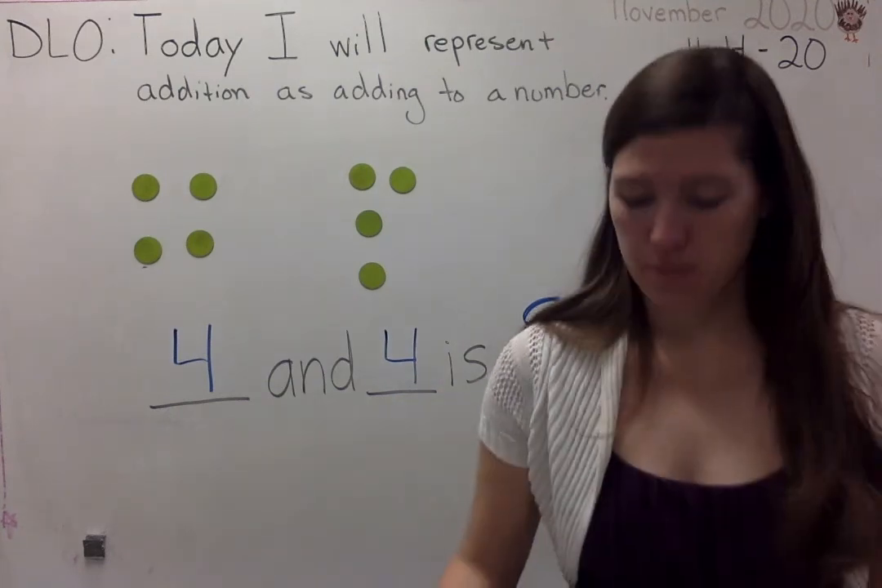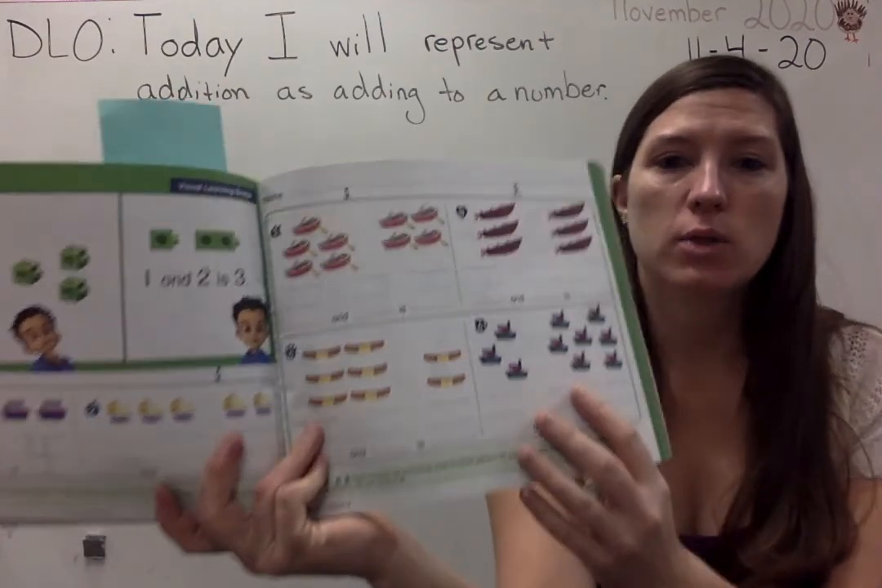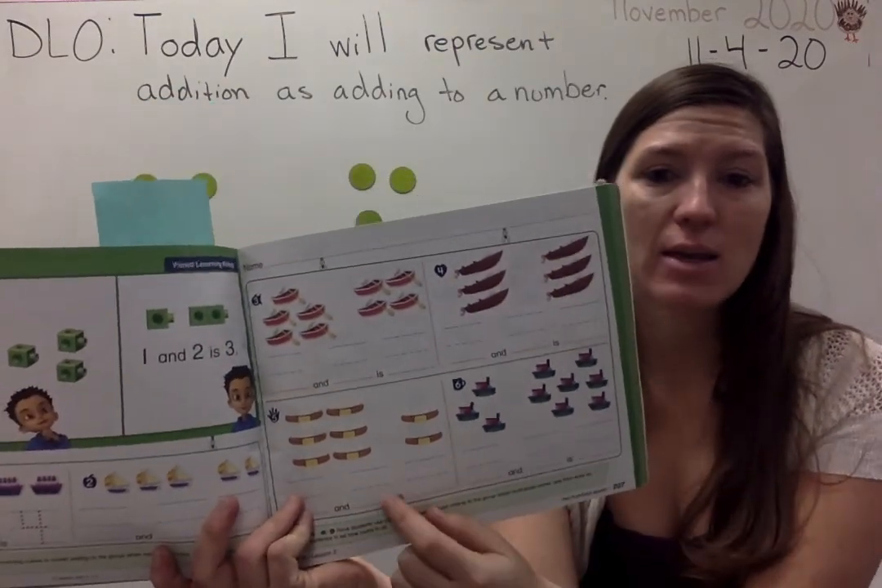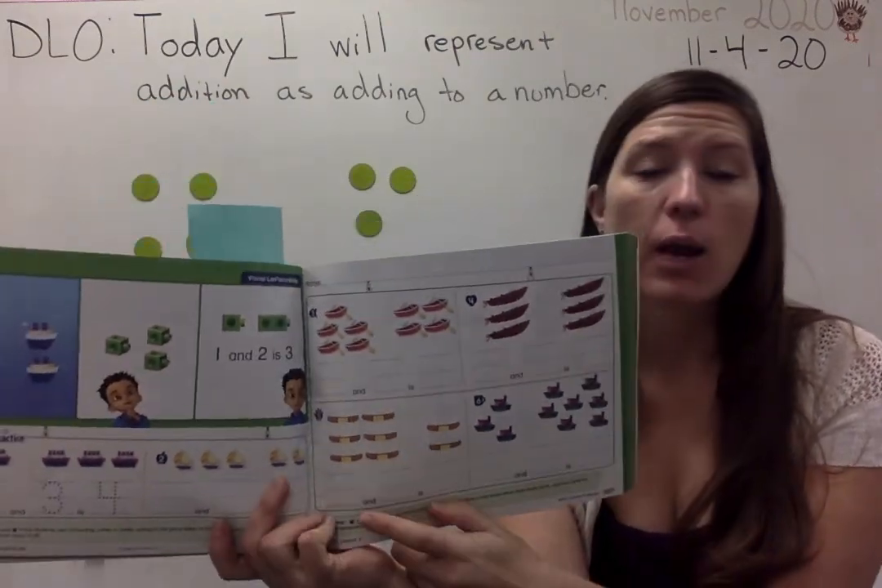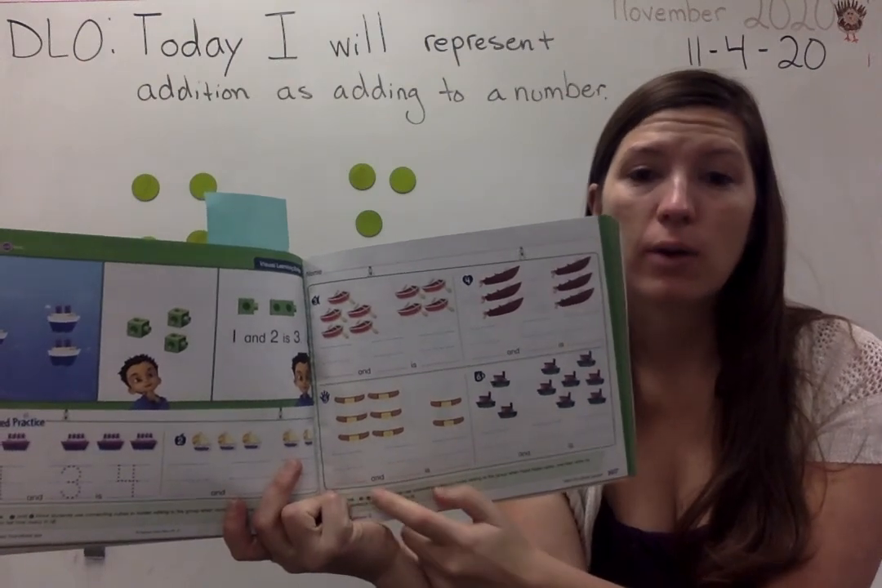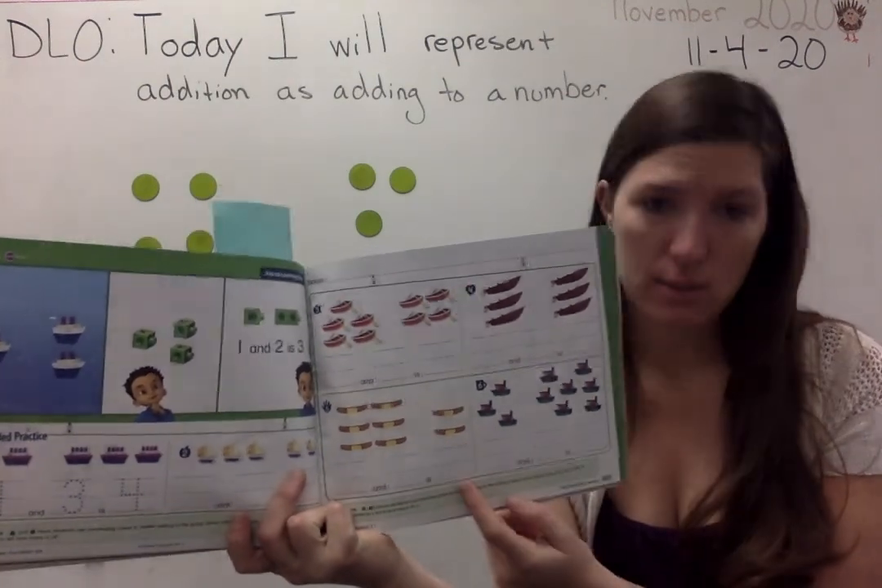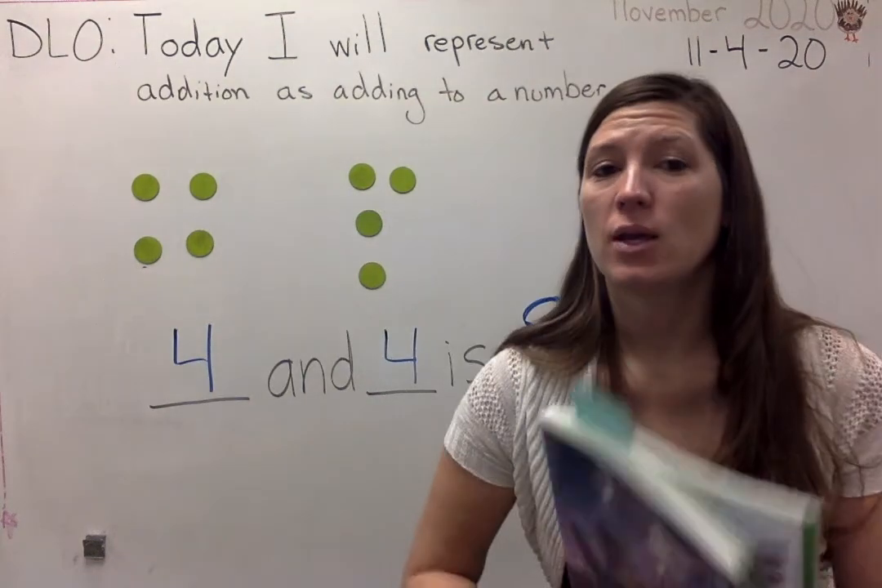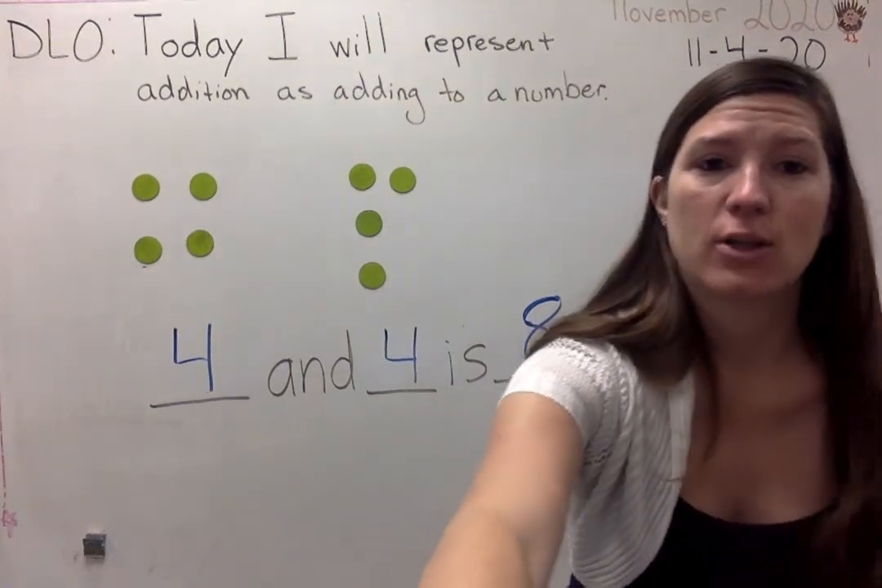Now it will be your turn to count the different boats, write the number and the sum. And I want you to read them out loud. Number and number is, then the sum, all together. So now it's your turn to add to a number.